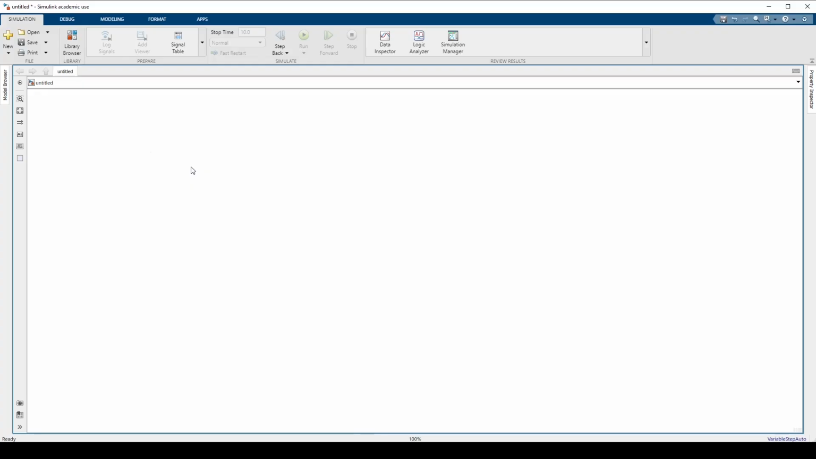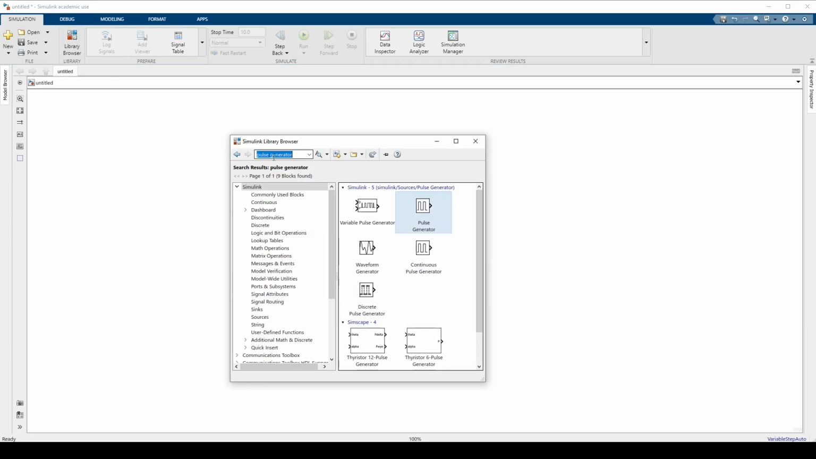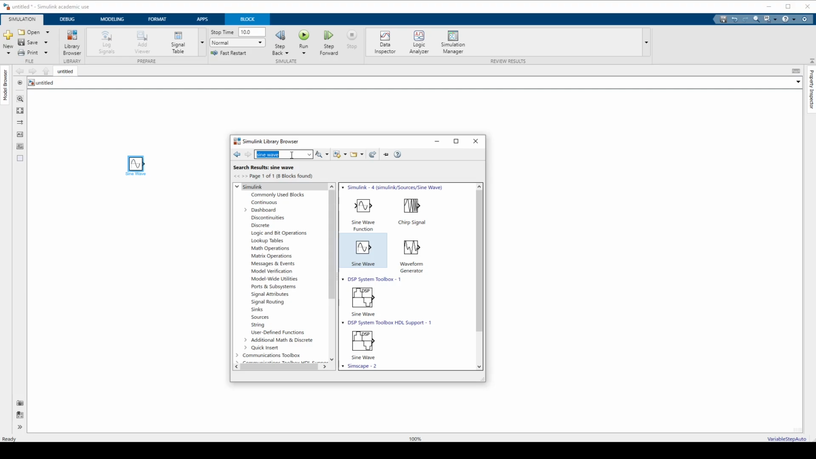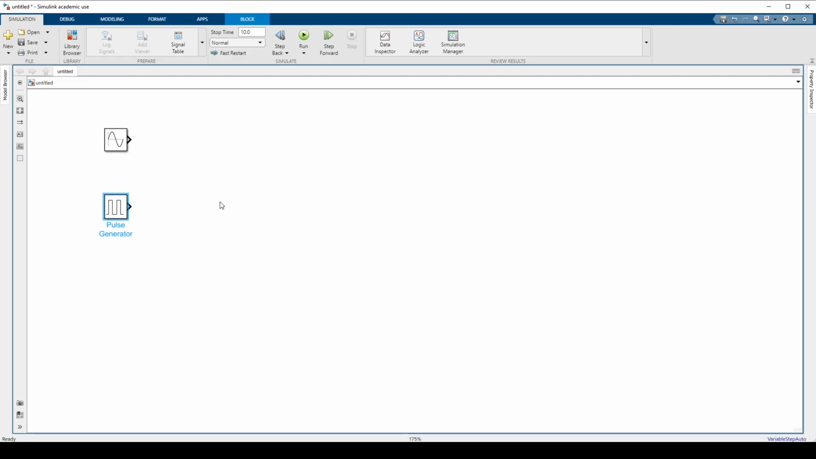To simulate the OOK modulation, we're going to go to the library browser. We're going to use a sine wave for the carrier, and we're going to use a pulse generator for the binary message signal. We want the carrier wave to have a higher frequency than the message wave, so I'm going to set the carrier wave to have a frequency of 50 Hz and the square wave to 5 Hz.